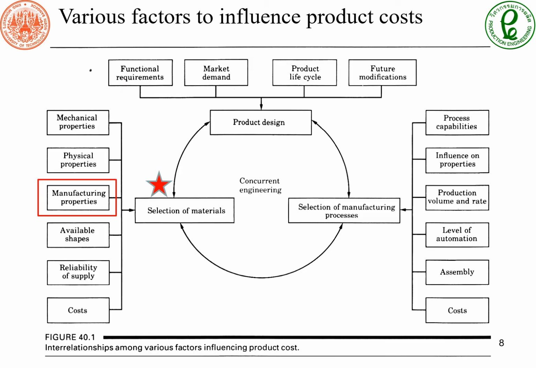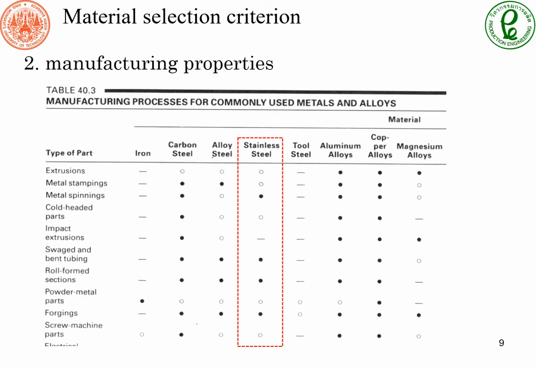The next issue we need to consider when we select material is the manufacturing properties of that material. Some manufacturing processes are well suited for some materials. This table shows which material has been used with which process. A dark bullet means the material has been used frequently with the process. A white bullet means the material has been used sometimes with the process. A dash means that the material has never been used with the process.